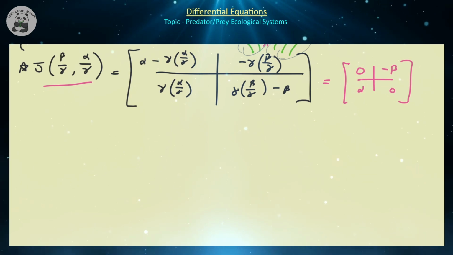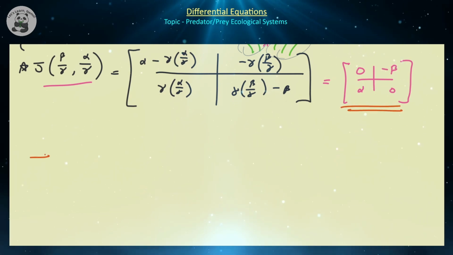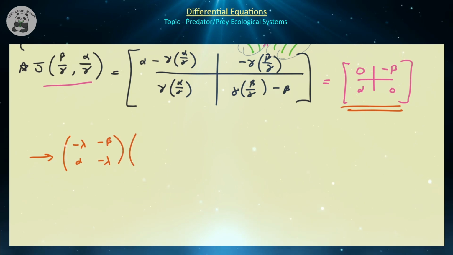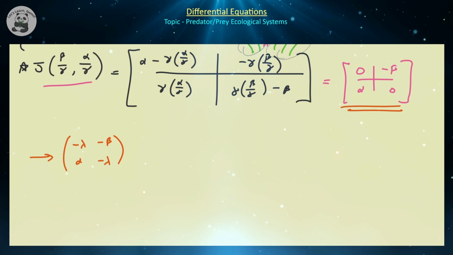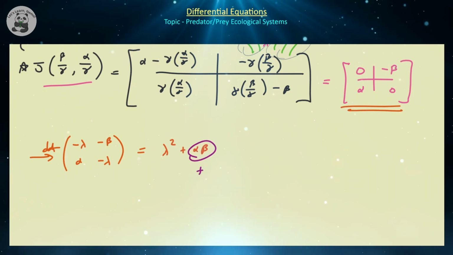So let's see if we can find the eigenvalues of that matrix. The eigenvalues are going to be generated from the system minus lambda, minus beta alpha, minus lambda times xy, equal to 0, 0. If we try to solve this equation, what are we going to have? The characteristic polynomial, so let's not go for eigenvectors quite yet. We need to find the determinant of this. That's going to give us lambda squared plus alpha beta, right? Keep in mind, alpha and beta are both positive.